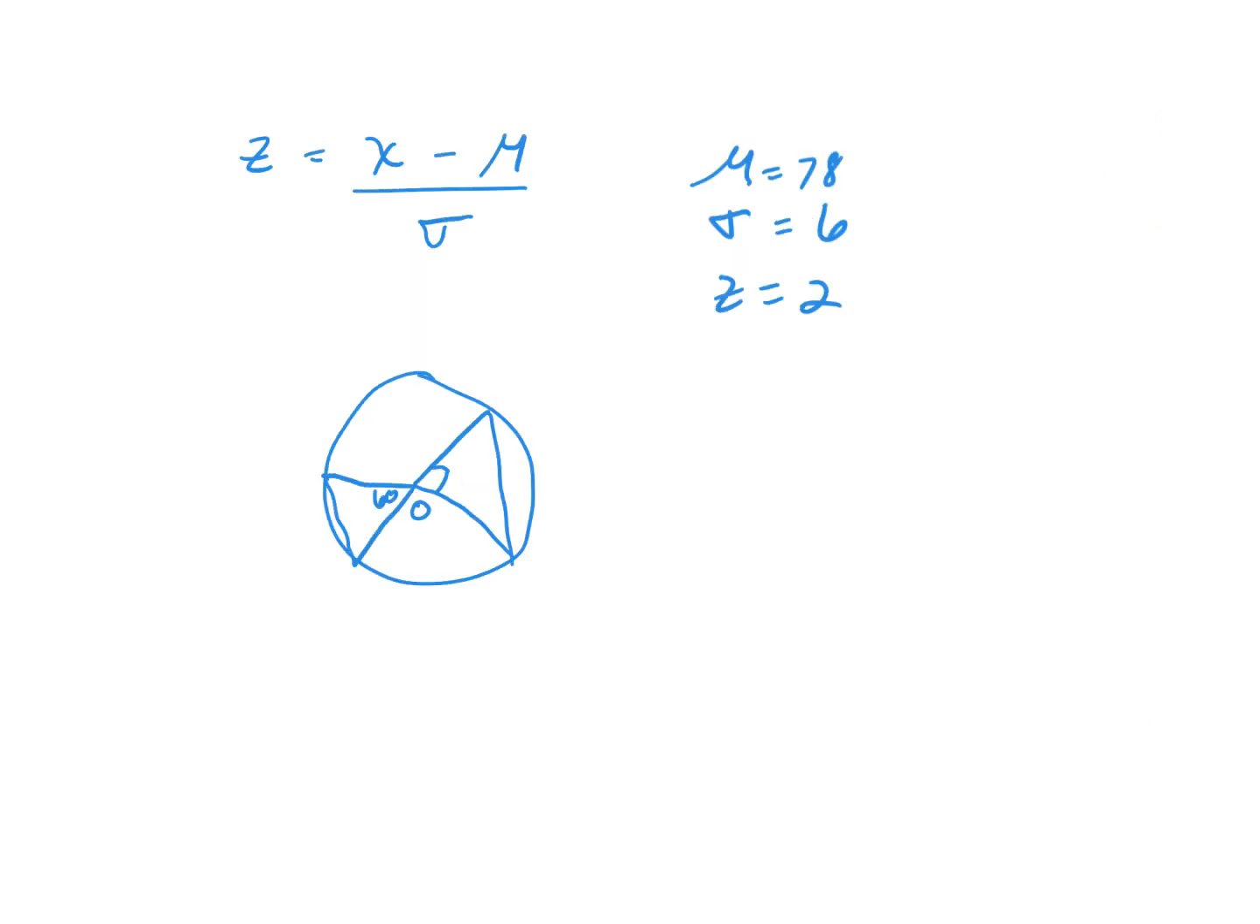On number 20, you just plug and chug, and you should get that x equals 90. So just let the math take you there. Don't worry about the letters. Greek letters are just mu and sigma, in case you were wondering, okay?